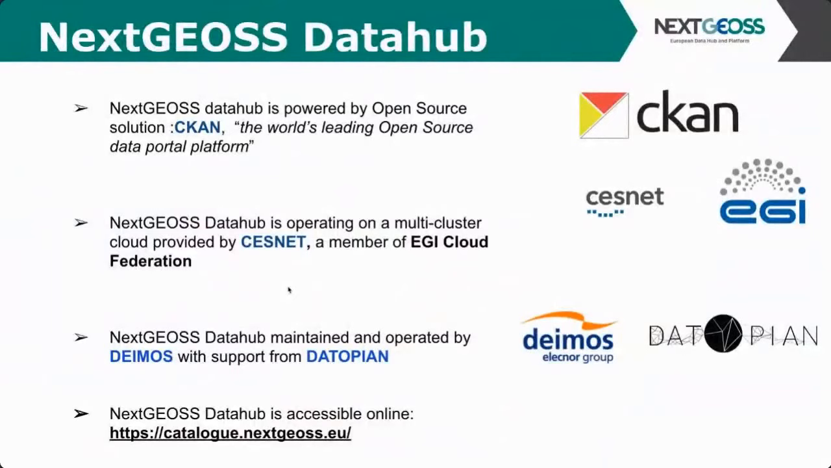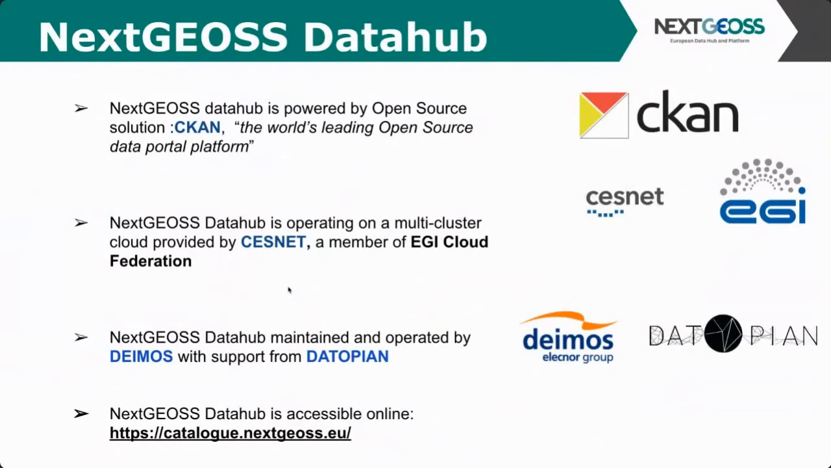So the NextGEOSS Data Hub, as the name suggests, is a hub, a data catalog. We are storing the metadata of different Earth observation data. So it's not actually a data storage, but rather an access point to different repositories. The Data Hub is currently powered by an open source solution called CKAN. As most of you are quite familiar with that, it's one of the world's leading open source data platforms. And we are leveraging the technology that has been developed in CKAN.